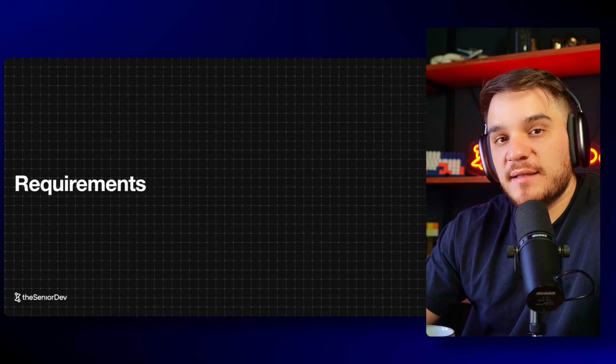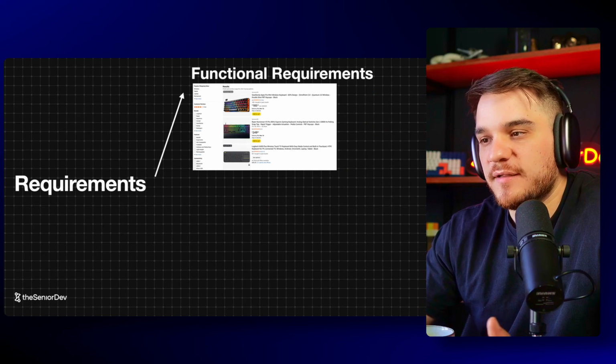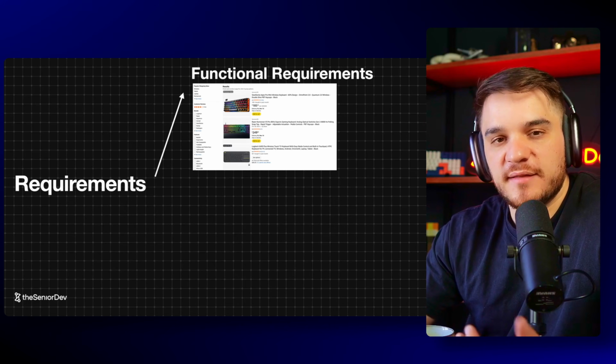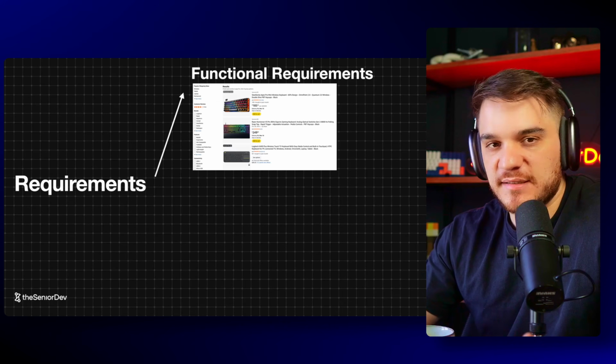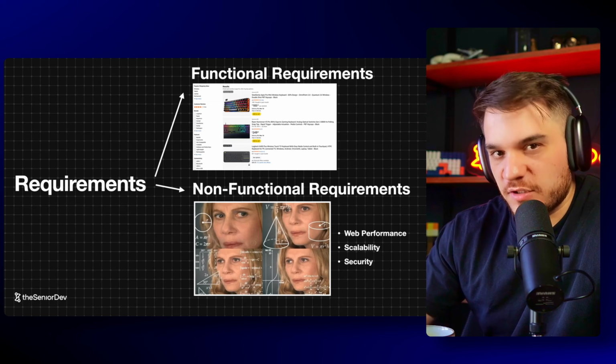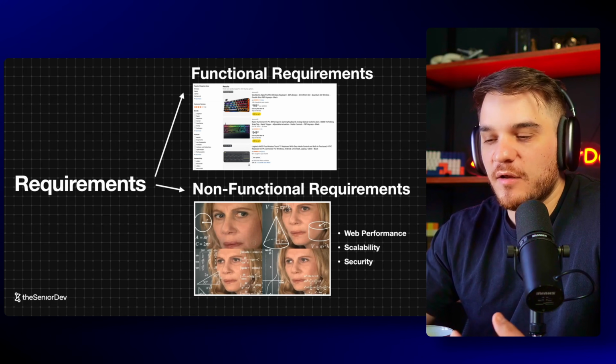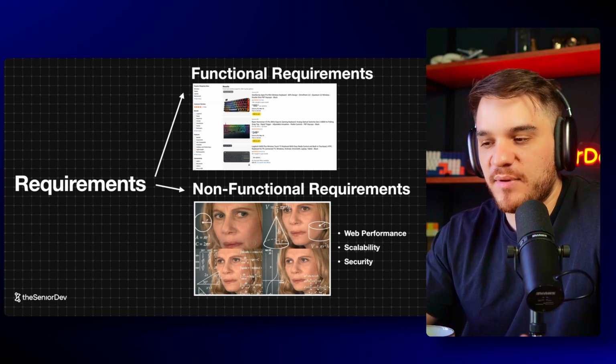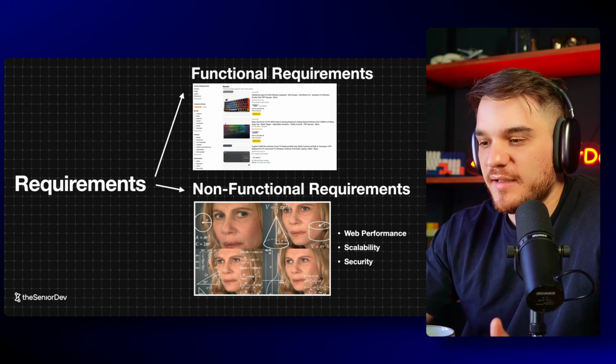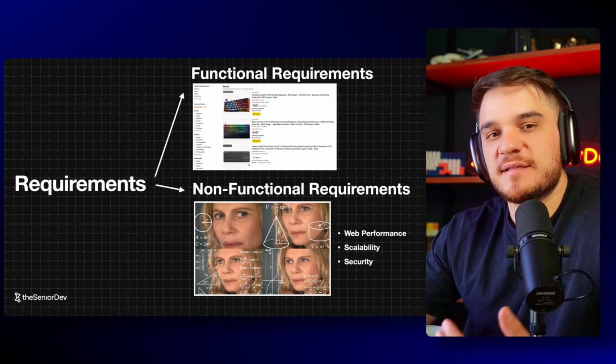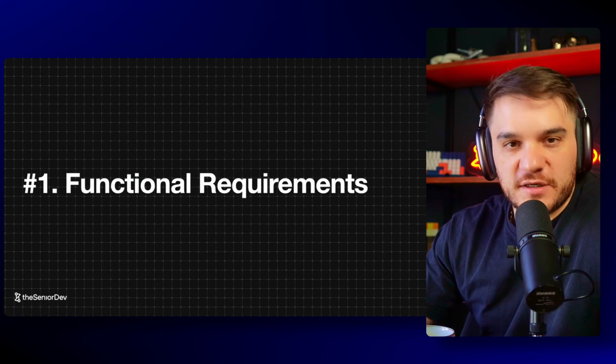Now, when we talk about the front-end system, in general, the functional requirements will be fulfilled by the UI. That's what the user sees and interacts with. And then we have the non-functional requirements, and those would be things like web performance. So how fast is the application? Or scalability? Can it sustain a lot of users? Or things like security. So let's start with our functional requirements.